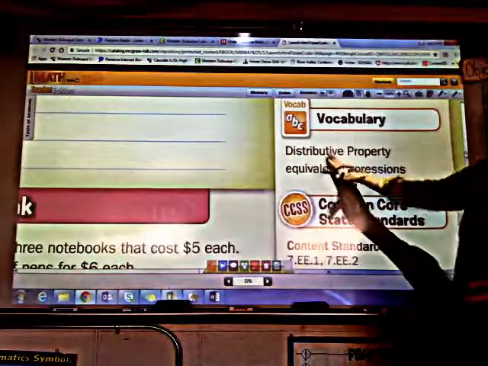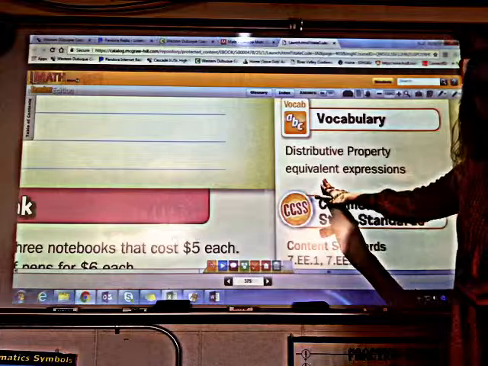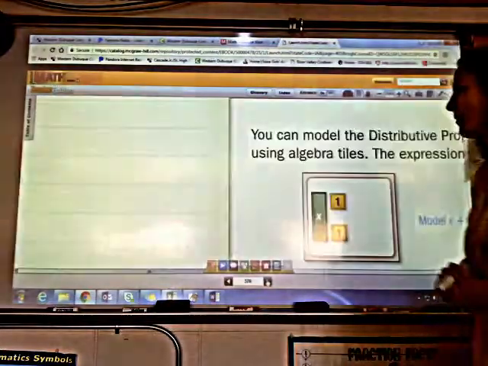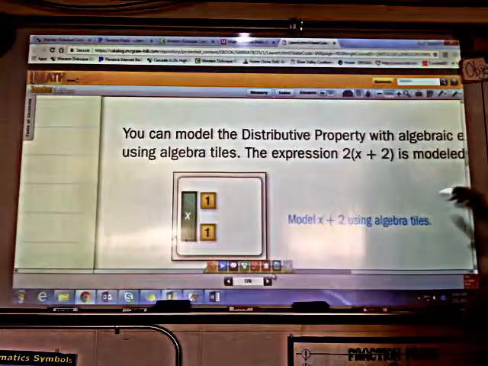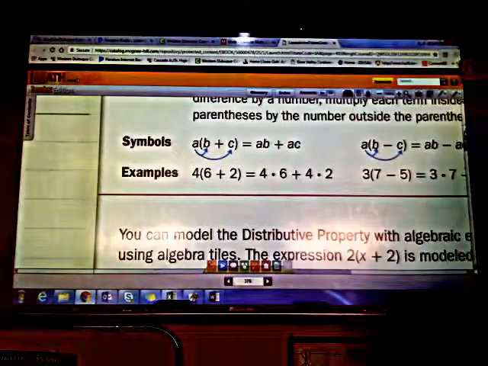Please note that you do have 2 vocabulary words in this lesson that you are going to need to fill in on your vocab map. We're going to go ahead and move to page 376 and get started on that page.